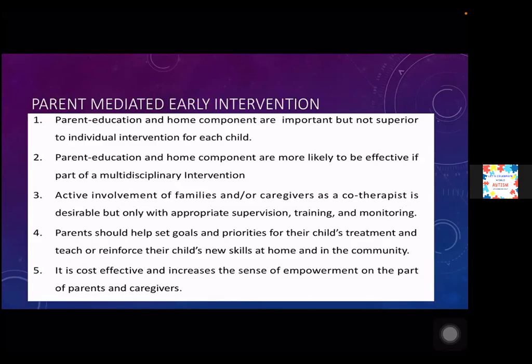Now, parents also have a very important role to play in early intervention. Parent education and home components are important but not superior to individual intervention for each child. They are more likely to be effective if part of a multidisciplinary intervention. Active involvement of families and caregivers as co-therapists is desirable, but only with appropriate supervision, training, and monitoring. Parents should help set goals and priorities for their child's treatment and teach or reinforce their child's new skills at home and in the community. So it is cost effective and increases the sense of empowerment on the part of parents and caregivers.